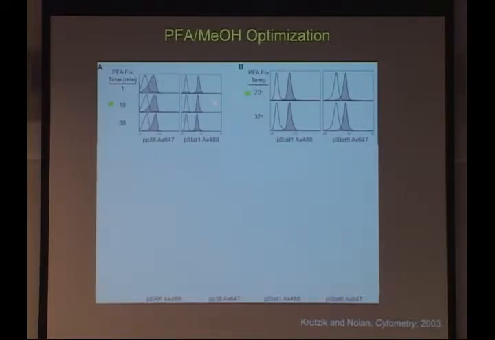So typically what we do is fix our cells. We'll take them out of an incubator, we'll throw the fixative on, and we'll just leave them there on the bench top. And at that point, there's really not much need to go back into the incubator.